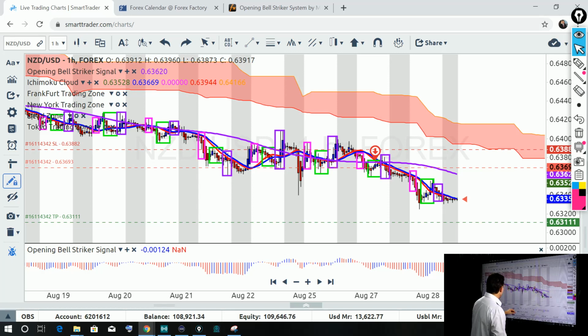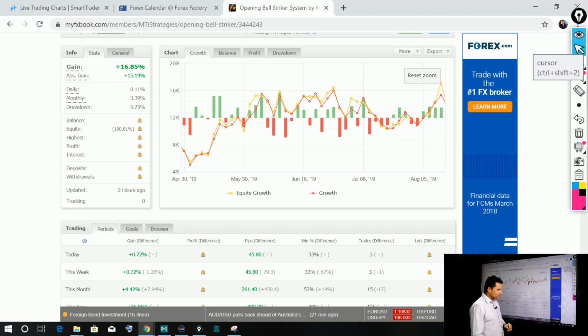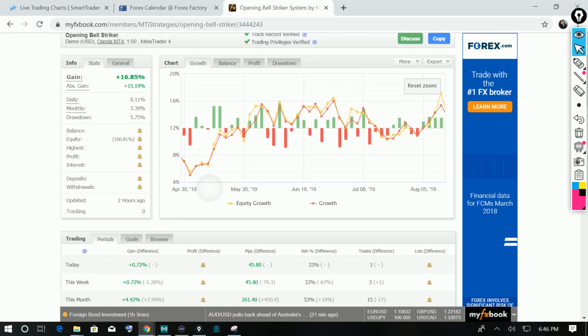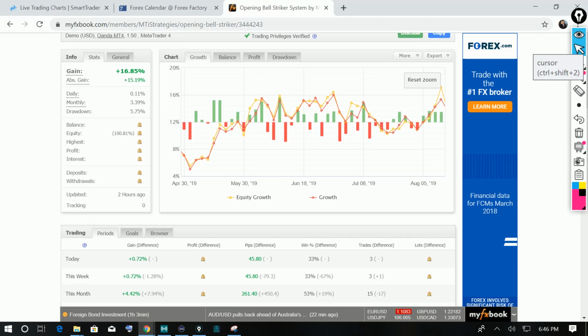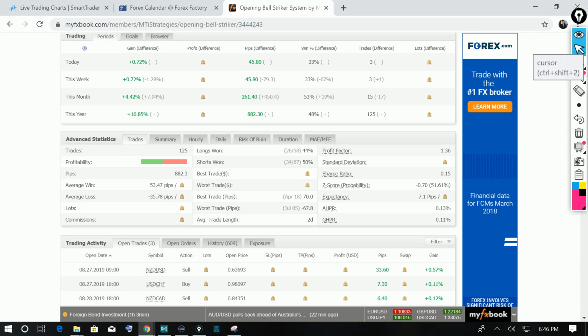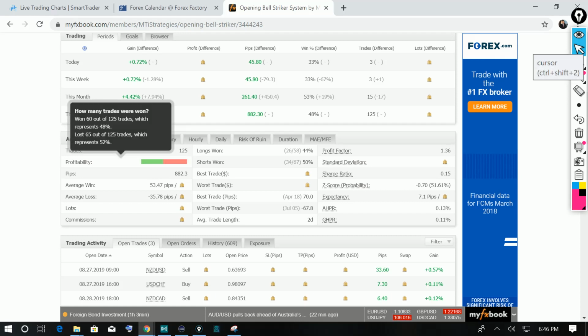Let me go into the actual details right here. Now, what we have here is, and I'm going to go ahead and give you a wide screen on this. What we have right here is the trade results over a period of 5 months. Now, you can see as I go through the trade results here, I'm going to go right towards the probability. This is important right here. You can see that we've won 60 out of 125 trades.